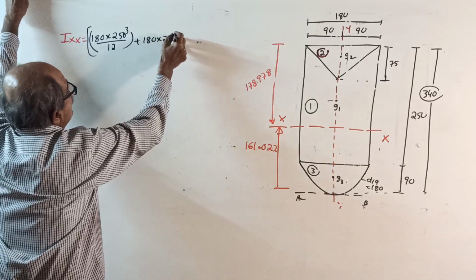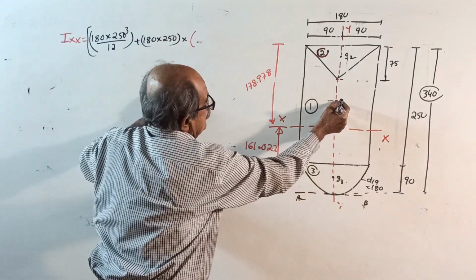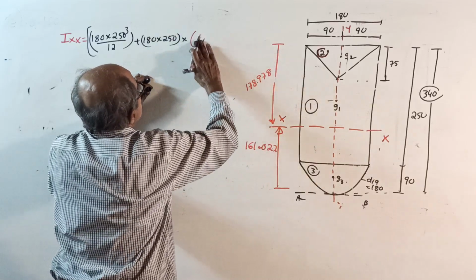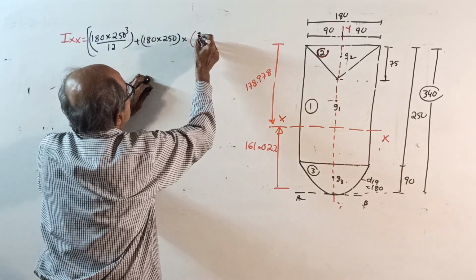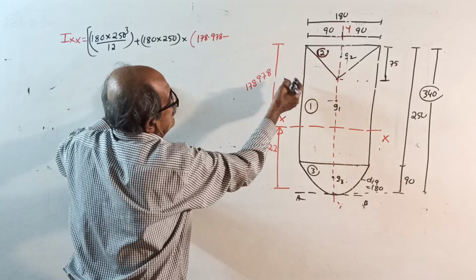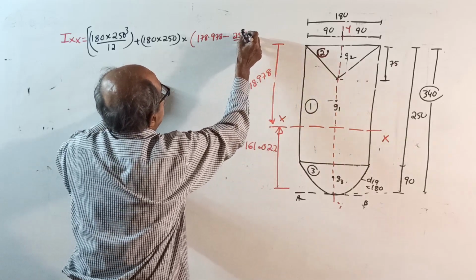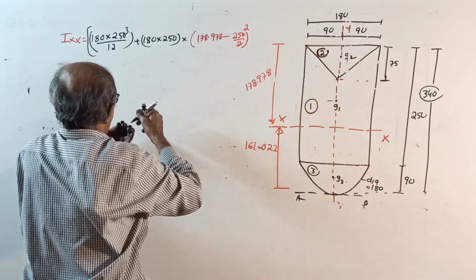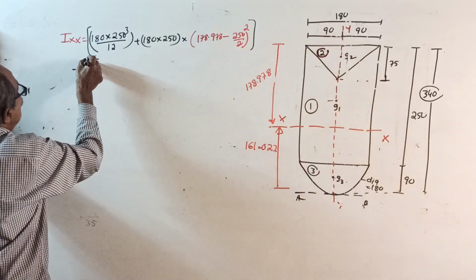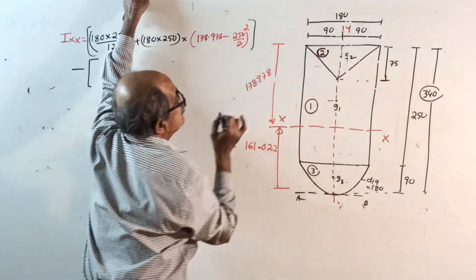180 into 250 is the area, into this distance square, 178.978 minus half of 250, 250 by 2 whole square. That is for the rectangle. Then subtract for the triangle, minus outside, I about its own axis.